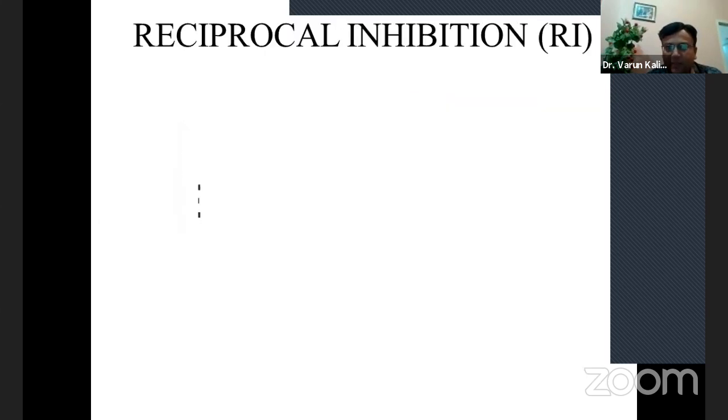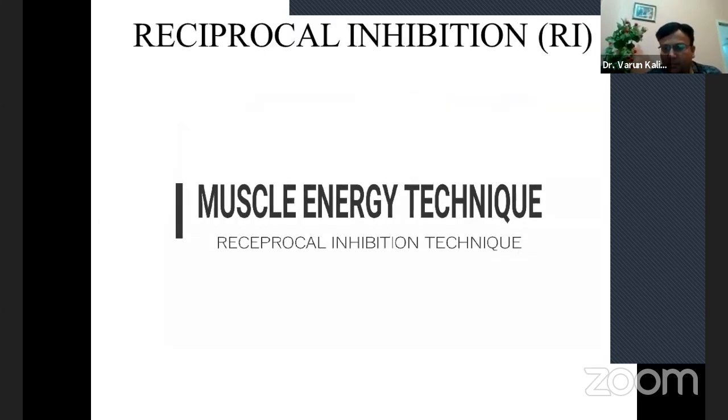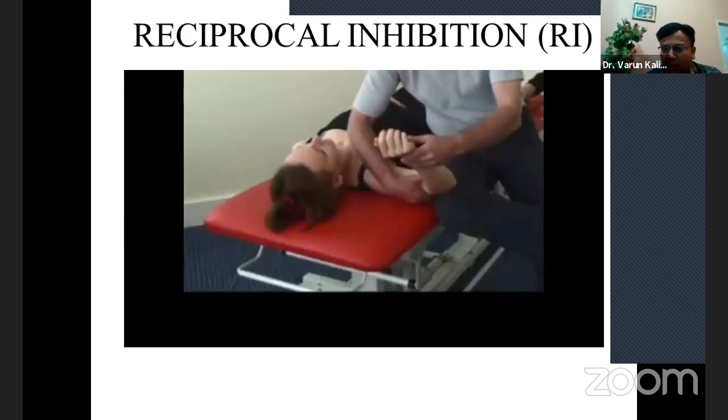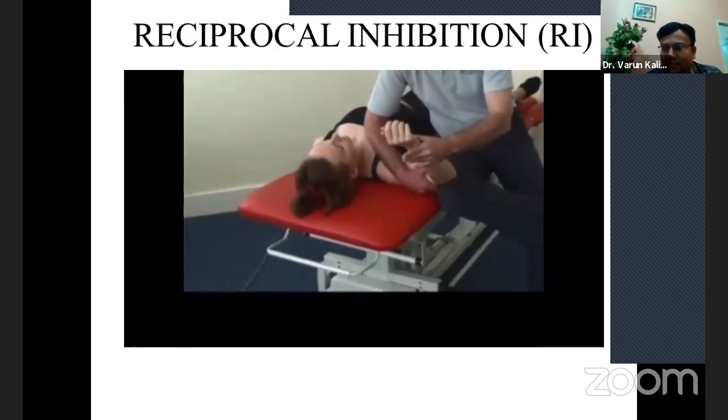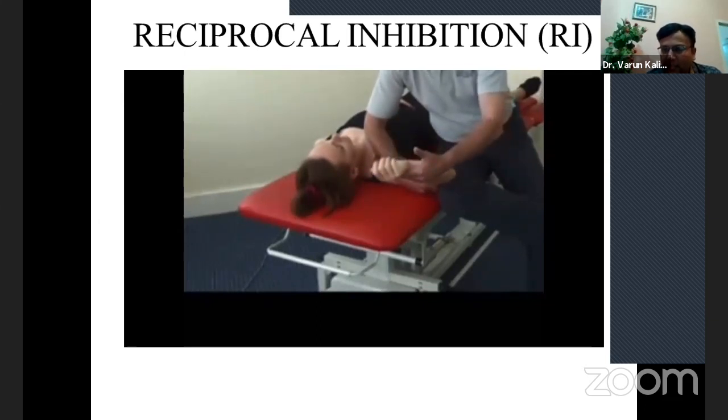Next one is the reciprocal inhibition technique. In this technique, the patient is in supine lying with the shoulder in 90 degrees of abduction, and we will hold the patient's forearm at the lower end but from the ventral surface, and ask the patient to go for internal rotation, and we will resist for 10 to 15 seconds. After that, the patient will relax the arm, and then we will move toward external rotation to gain new range.